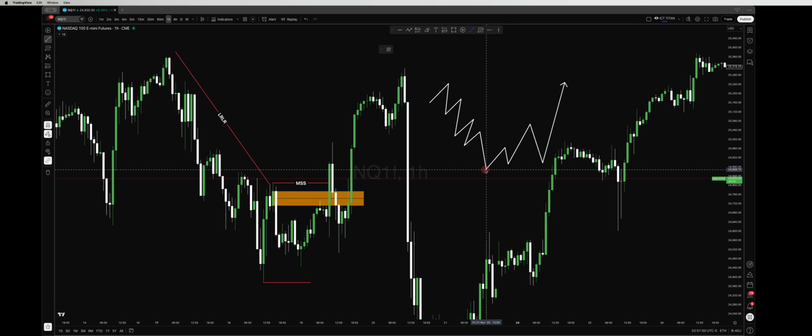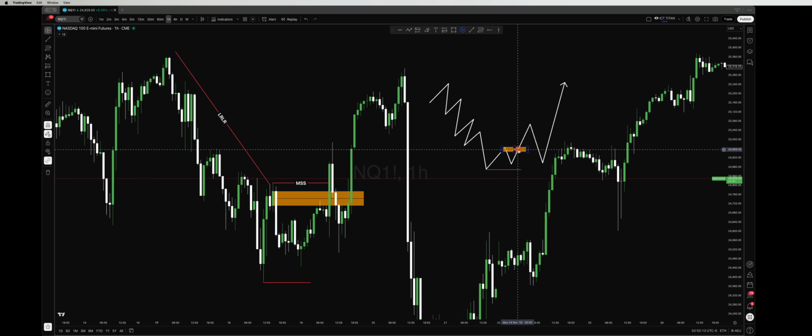Okay, so what are we looking at here? You see here, this low has not been taken. That means, oh sorry, this is now a mitigation block here, this one, because this could not send price lower than this, right? So it's sitting somewhere here. That means the low has not been taken. This is a mitigation block.